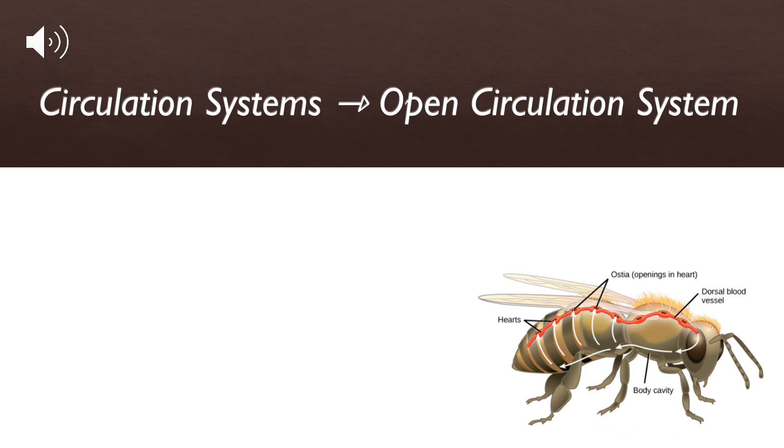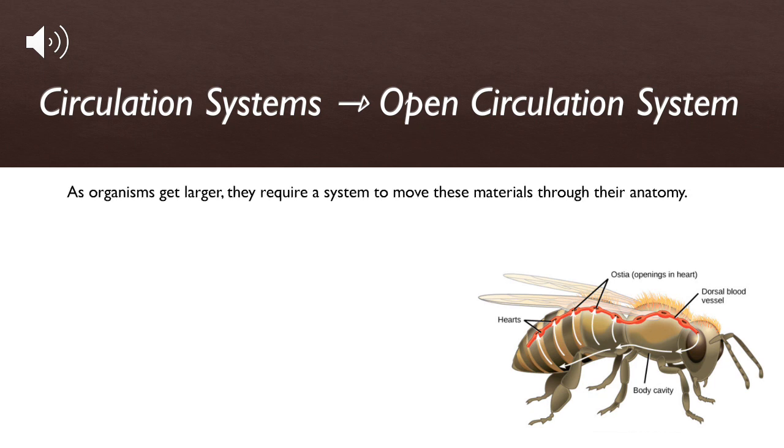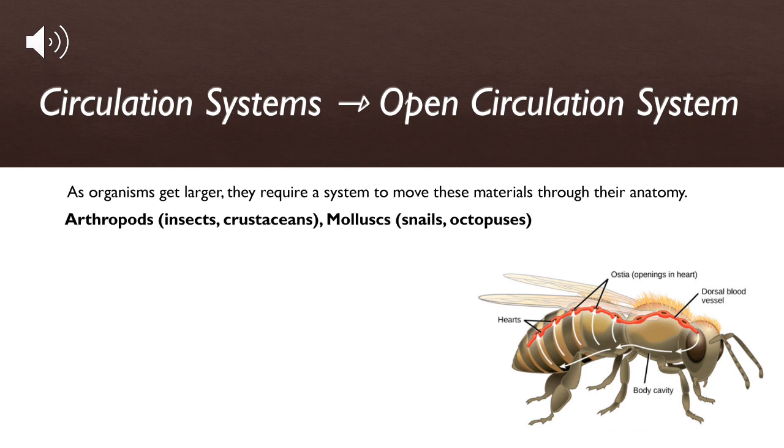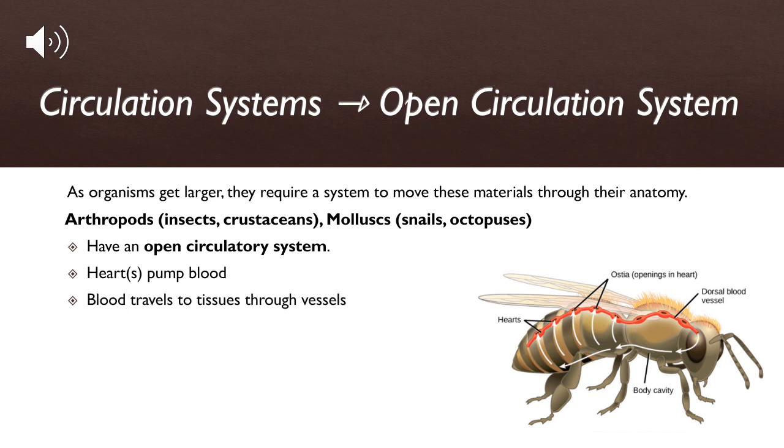So let's have a closer look at what the open circulation system looks like. As organisms get larger, they require a system to move these materials, such as nutrients, oxygen, carbon dioxide, through their anatomy. So organisms such as arthropods, insects, crustaceans, or mollusks, snails, and octopi, they have what's called an open circulatory system. So they can have one, two, three, multiple hearts. They're going to pump blood through vessels to reach the tissues.